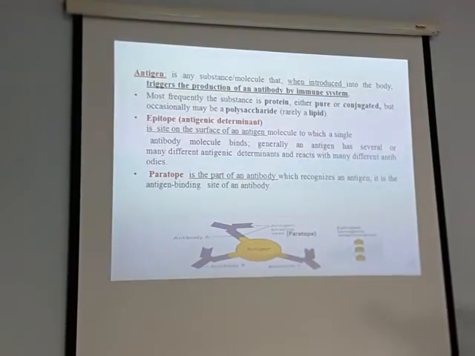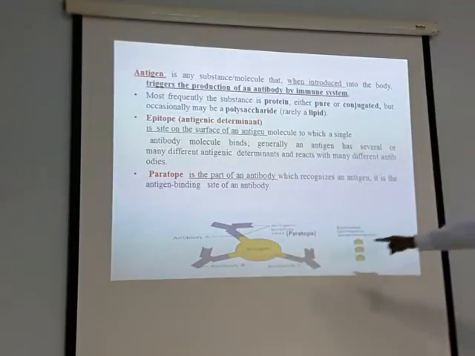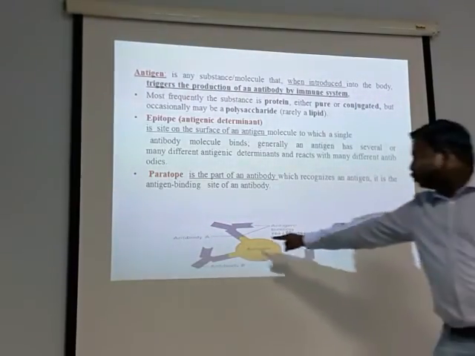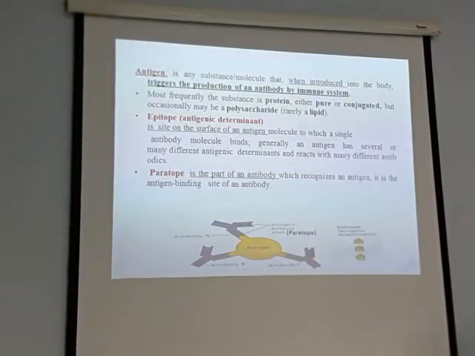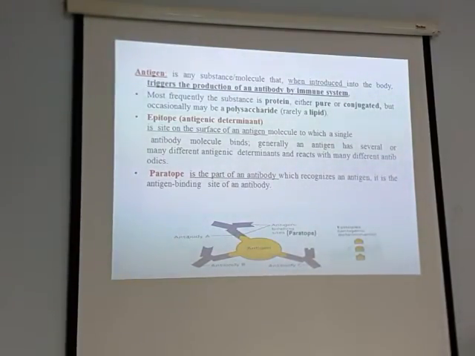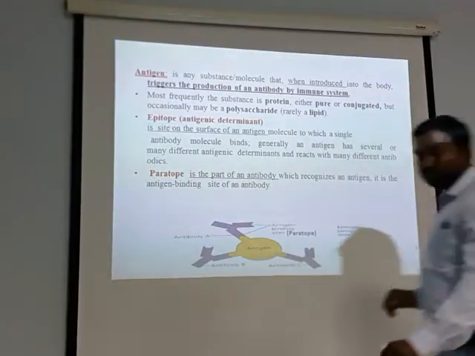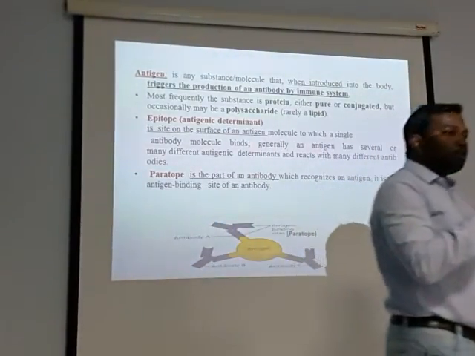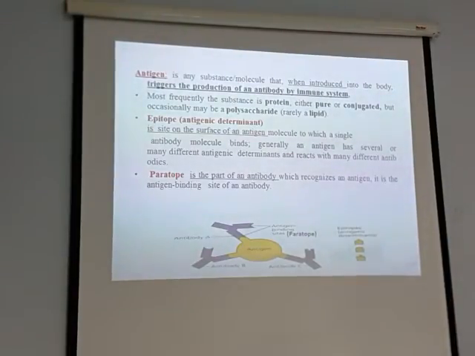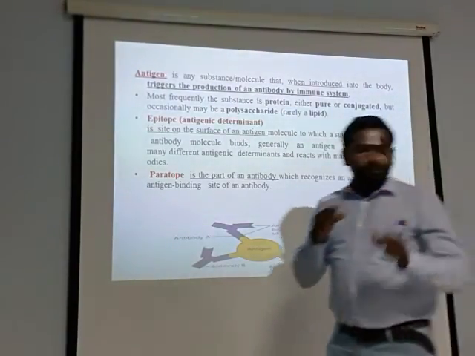Antigens have several epitopes, but antibodies have only two paratopes. So is it clear what the antigen epitope is and what the paratope is? Epitope binds to paratope, or paratope binds to epitope. This is the binding site.